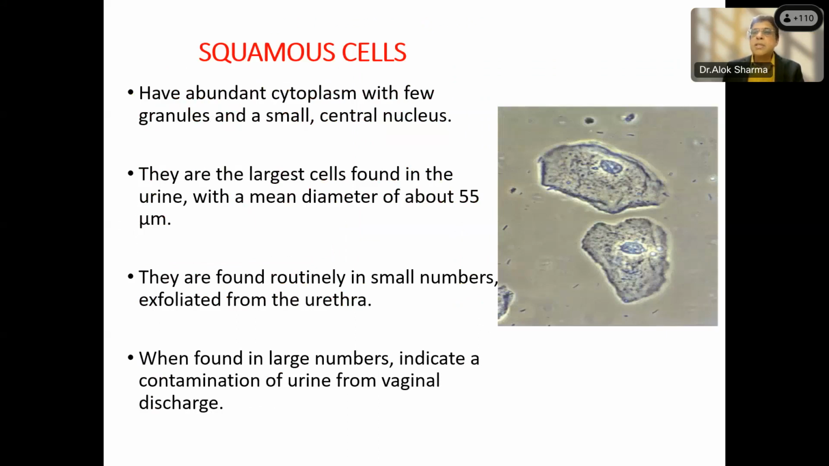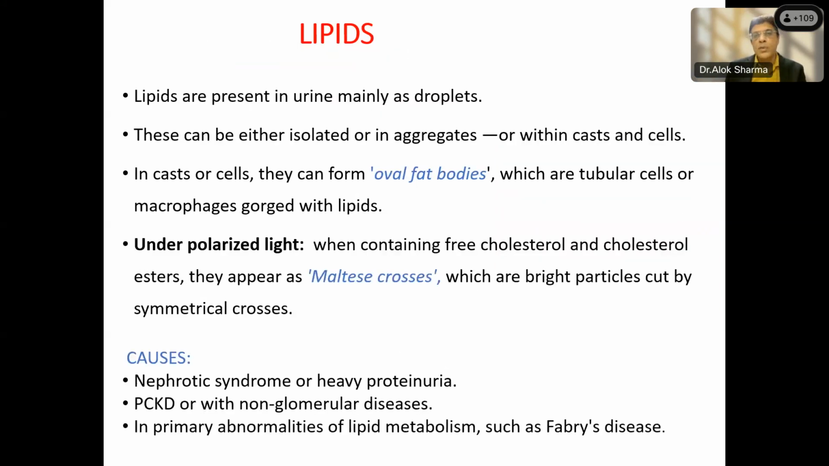Now, these are the most common cells, the squamous cells. Every urinary sediment will have at least occasional squamous cells. You can identify them by a very copious amount of cytoplasm and a small nucleus. They are the largest cells in the urine, so you can easily identify them. They are usually exfoliated from the urethra, so a small number of them you may find in almost all urinary sediments. But if you see them in larger numbers, then usually they are part of the contamination or part of the vaginal discharge in female patients. That's the importance of identifying squamous epithelial cells.